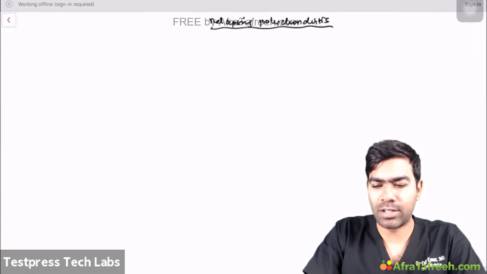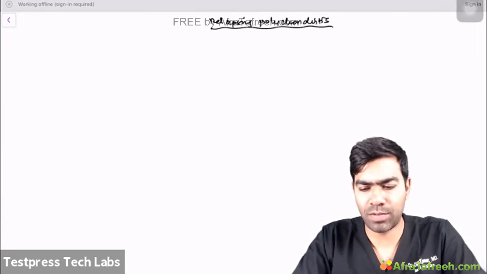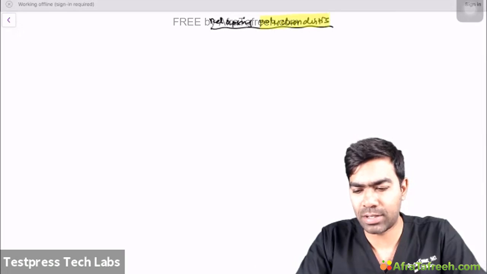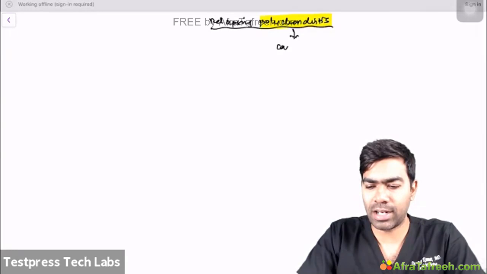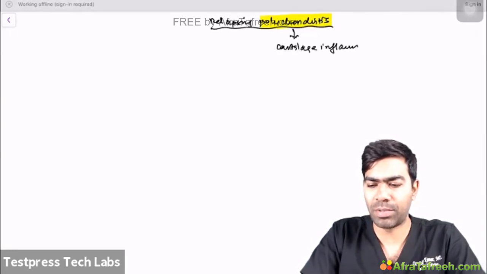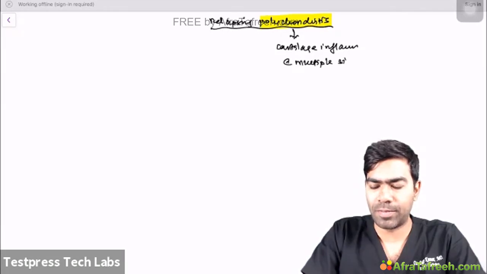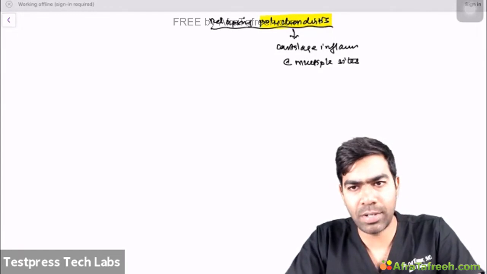And next we have relapsing polychondritis. Only 2-3 words are important for relapsing polychondritis. The name tells polychondritis and it's relapsing, which means you're going to have cartilage inflammation at multiple sites. That's all. Wherever there is a cartilage, there'll be inflammation. For example, joints can be involved.